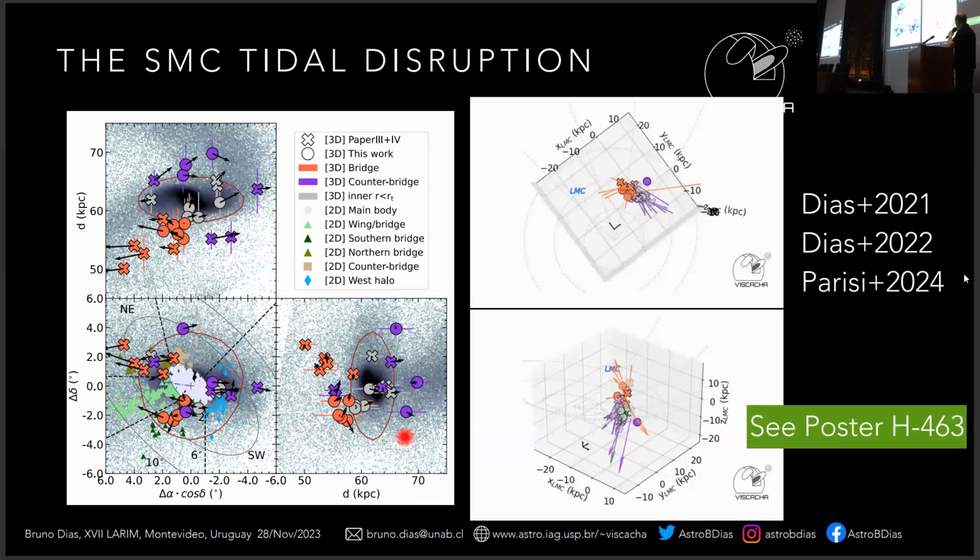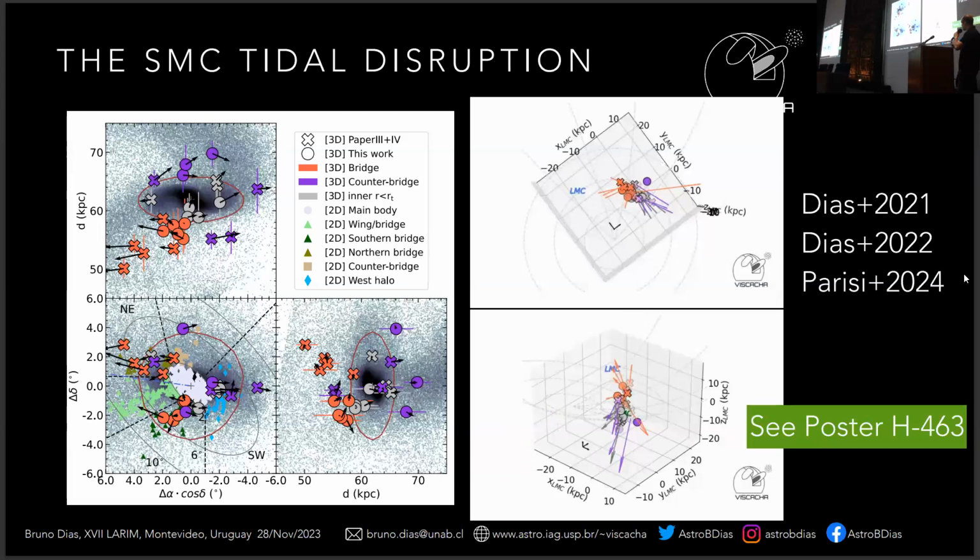So the crosses and circles here are the subsamples of the VISCACHA survey as we are building the papers. This part here is what we see on sky: the northern bridge, the southern bridge, and the western halo. Here we're adding the line of sight distances, and here's the Cartesian conversion of that.